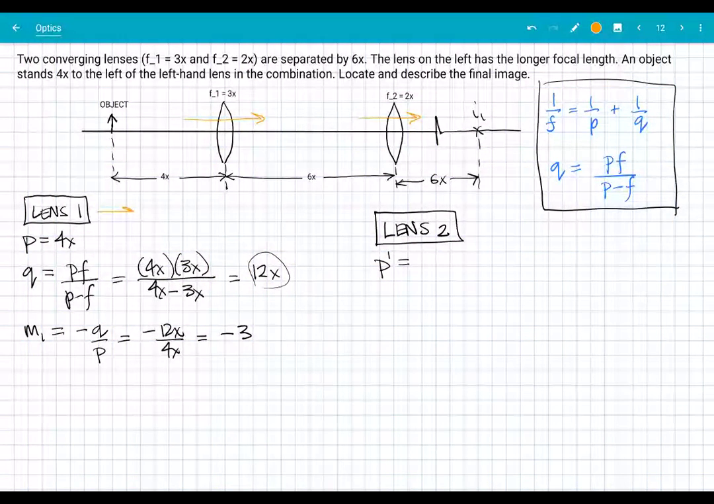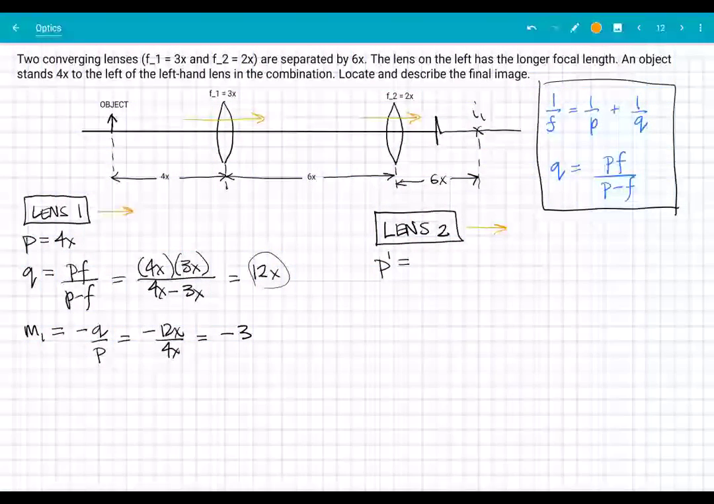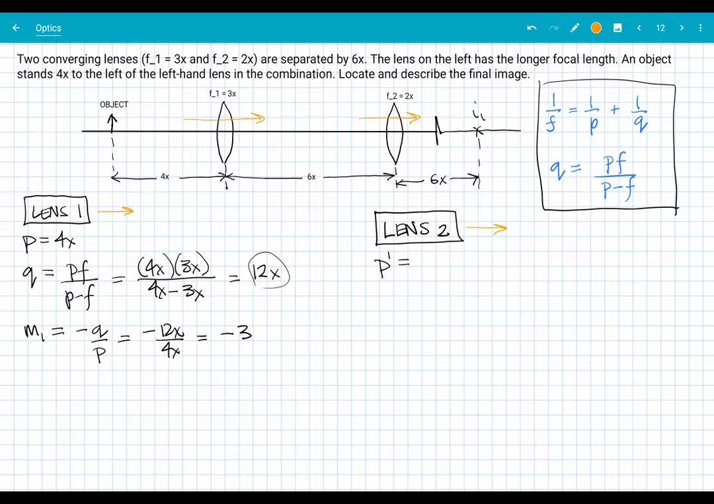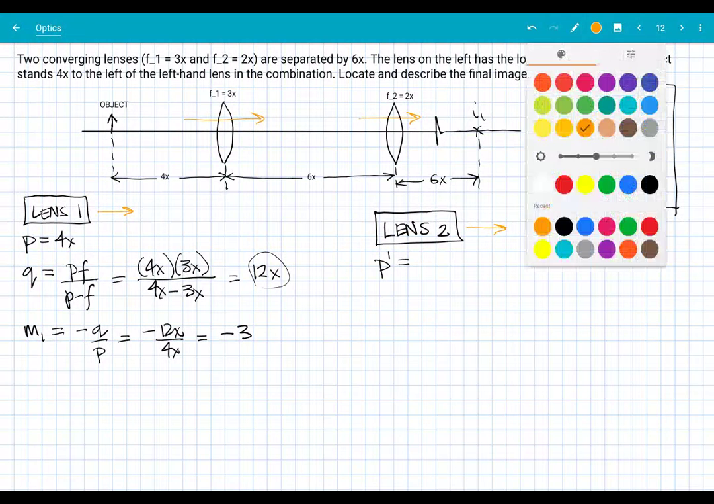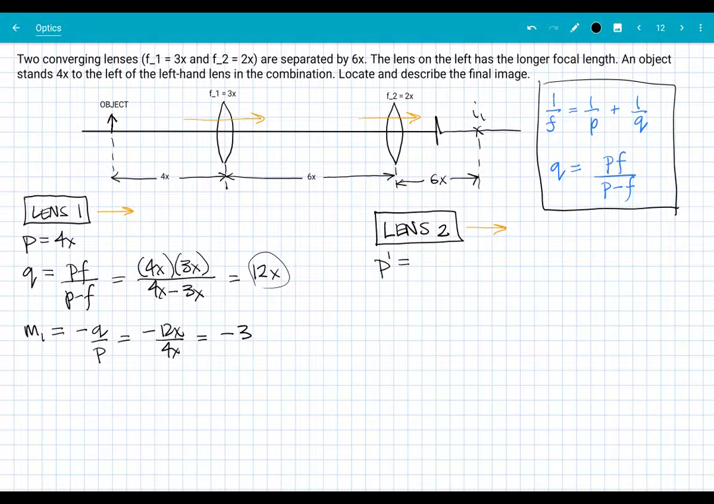So let me just be really clear. For lens 1, it goes left to right. For lens 2, it's going left to right as well. Again, there's no mirror in this problem to bounce the light back the opposite direction. What that means for us for this object distance is that this is going to be a negative object distance because it is not on the side of the incoming light. So this is actually going to be negative 6x. Remember that it's always measured with respect to the component that you're working with. And since it is not on the side of the incoming light, it's a negative object distance.